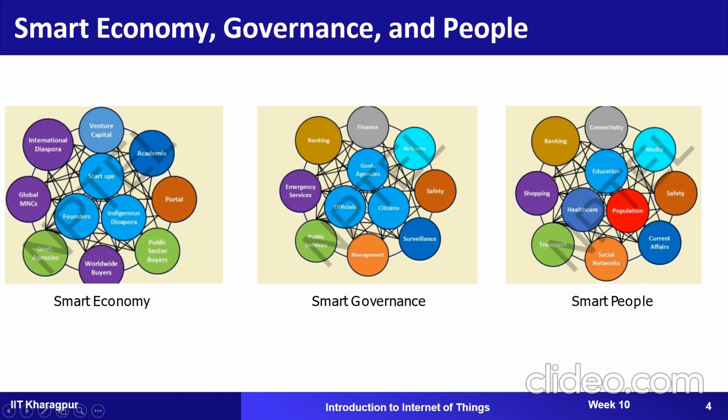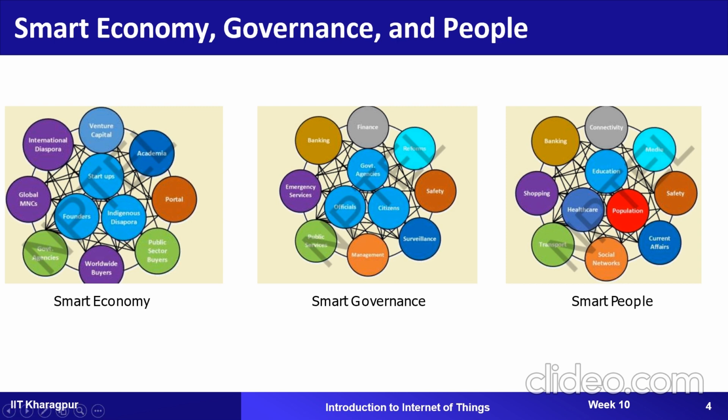The next is your smart governance. Similar to smart economy, there are three main components in your smart governance also, that is government agencies, officials and citizens. These three components interact with other components, for example finance, banking, reforms, safety, surveillance, management, public services and emergency services, in order to make the governance transparent between the citizens and the government officials.